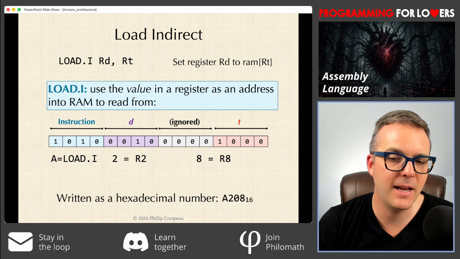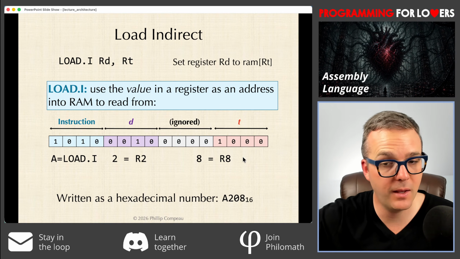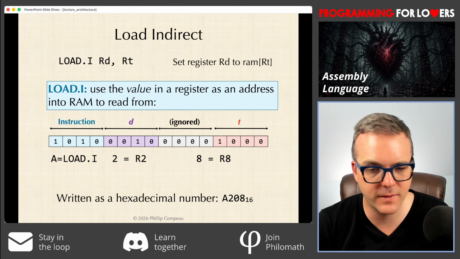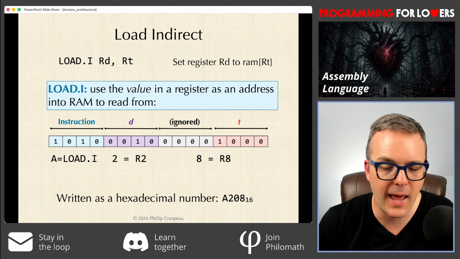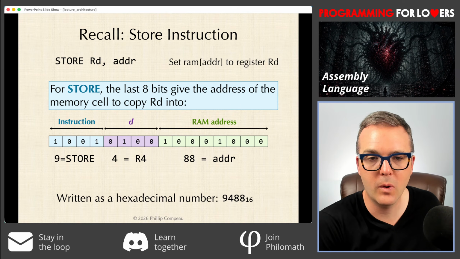It's the same kind of idea here. What is being stored in register 8 is a reference to something that's in the memory. So it is an implementation of what some languages would call a pointer. I'll leave it at that, but I did want to point that out. And then just as we can load indirect, we can also store indirect.